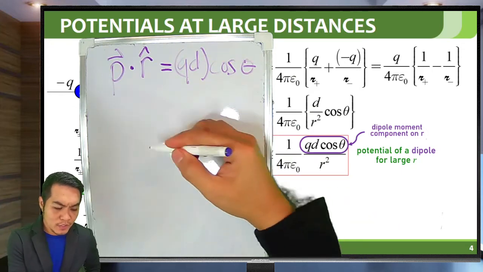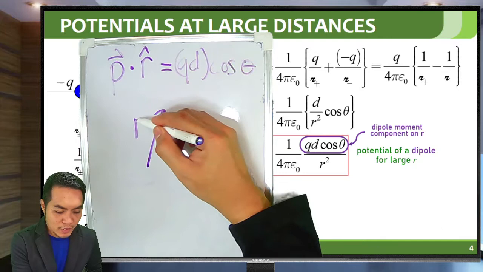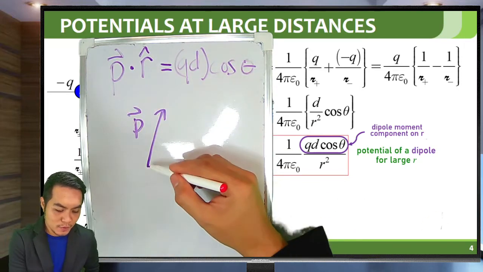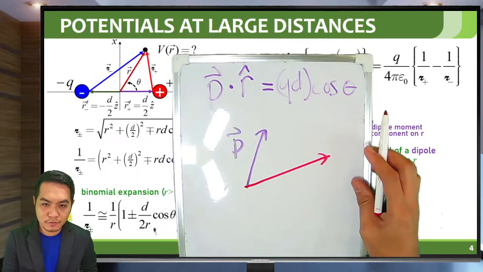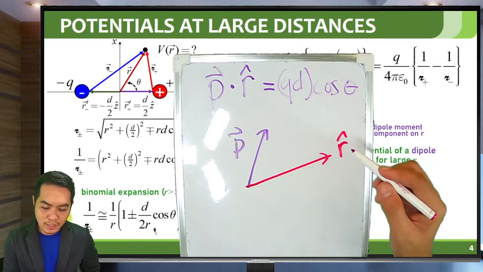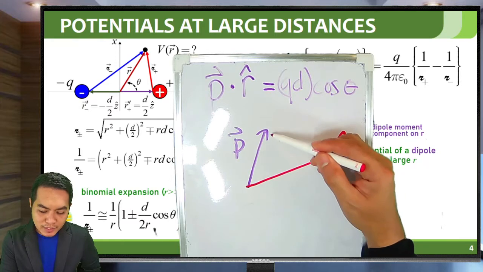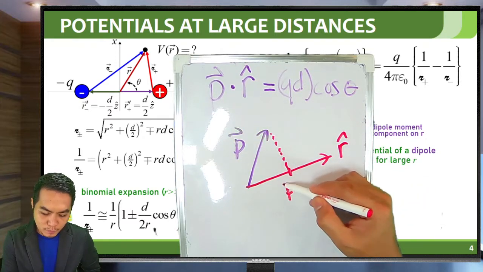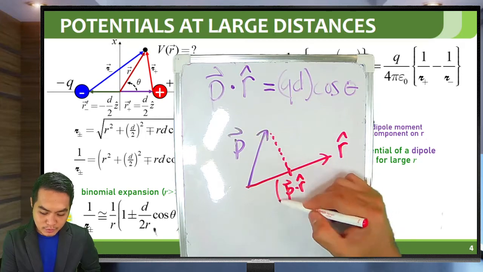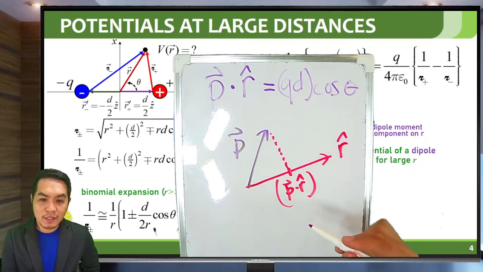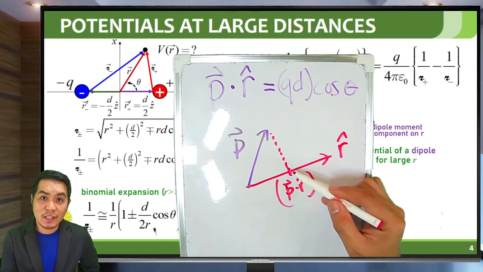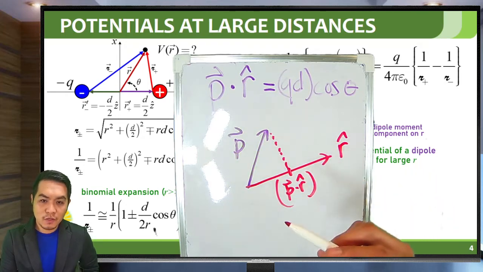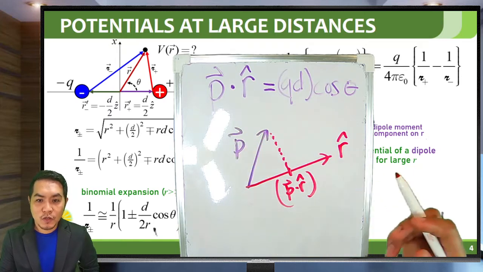So if this is your P, the dipole moment vector, and this is your r hat direction, then P dot r hat is actually this one, the component of P in the direction of r hat. That's actually the definition of dot product. It's the component of the first vector on the second vector.